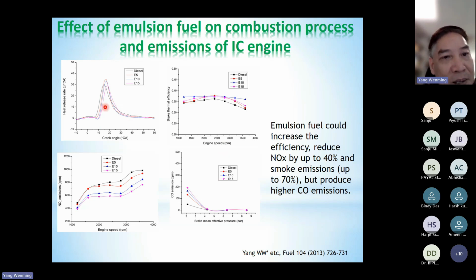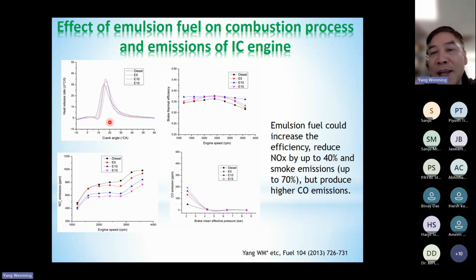Okay, so here we can see the diesel fuel's peak heat release rate is almost the same as E15, correct? But E5 and E10 actually have a higher heat release rate, which means that once ignited, the combustion process will be completed in a shorter duration.